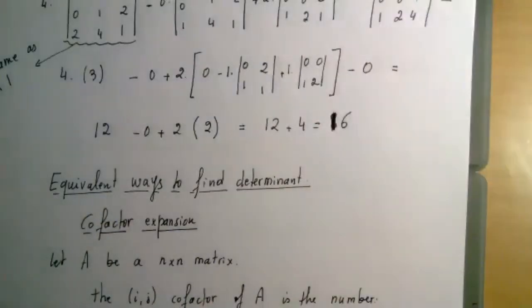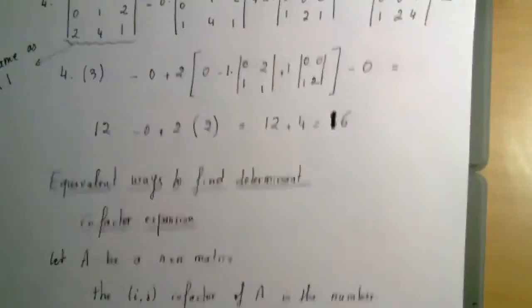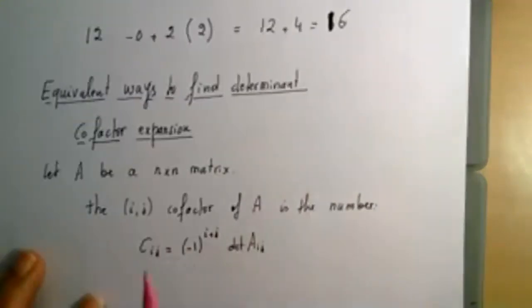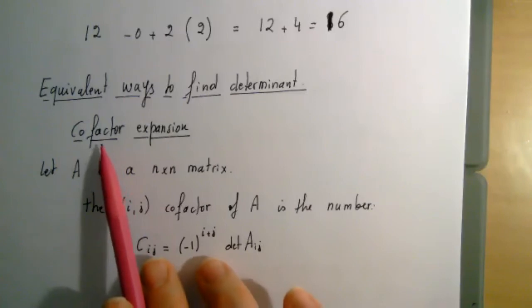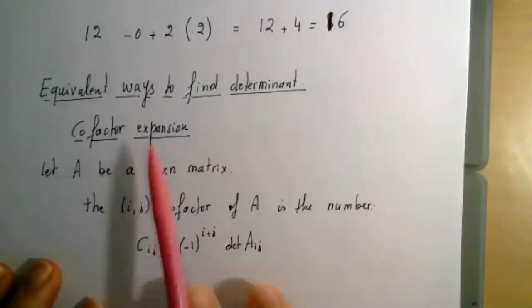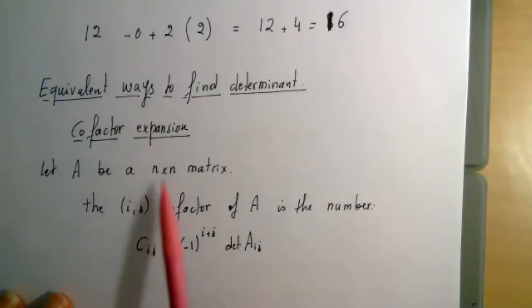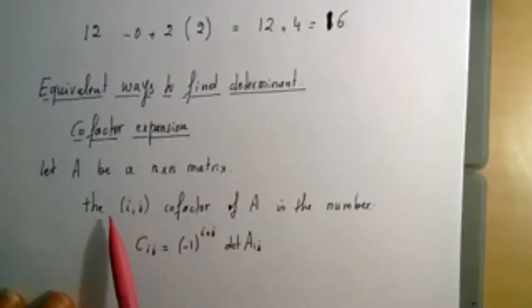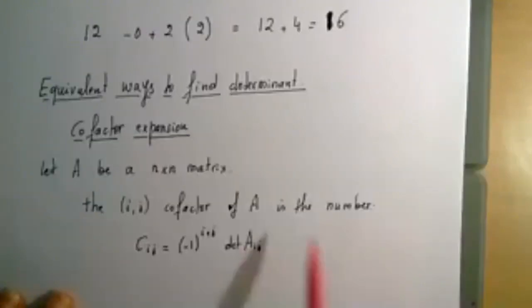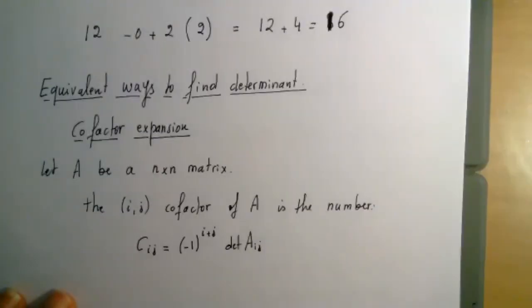And you will tell me why this is a very useful idea in a second. But before that, let me introduce how it works. An equivalent way to find the determinant, we call this cofactor expansion. First, what does the word cofactor mean? Suppose A is an n by n matrix. Then the ij cofactor of A is a number, and it's the following number.